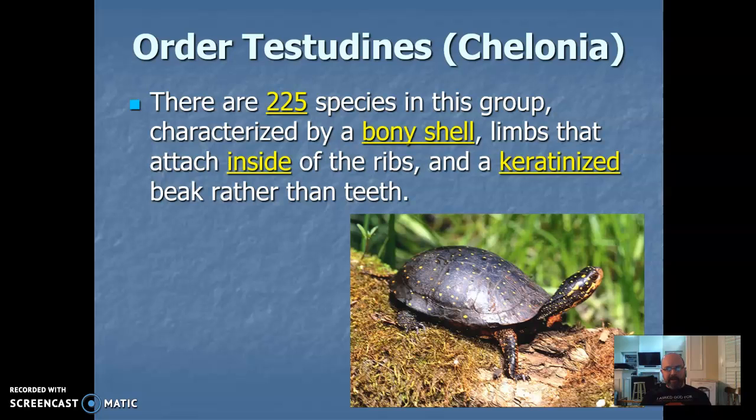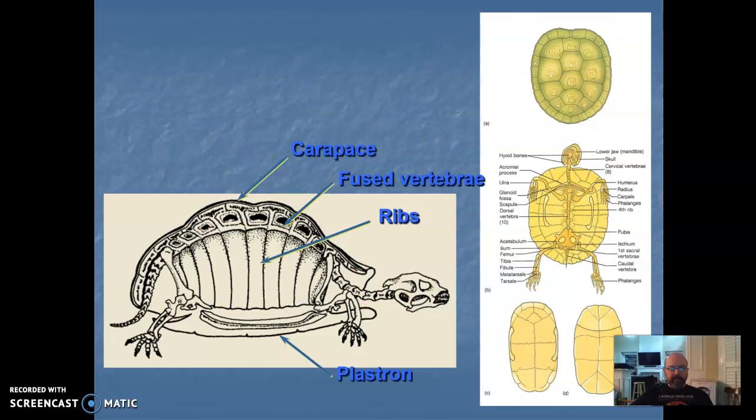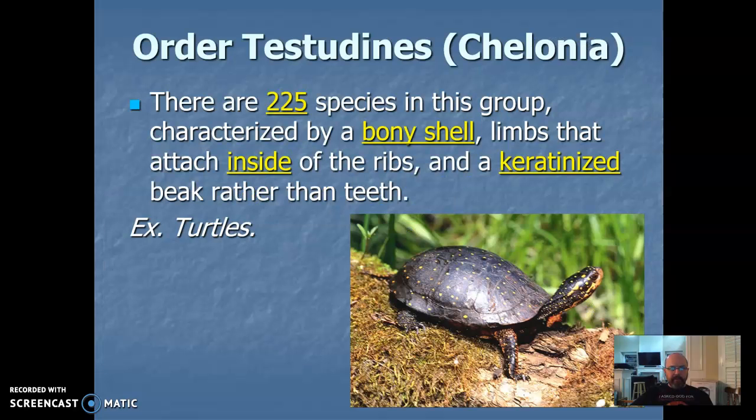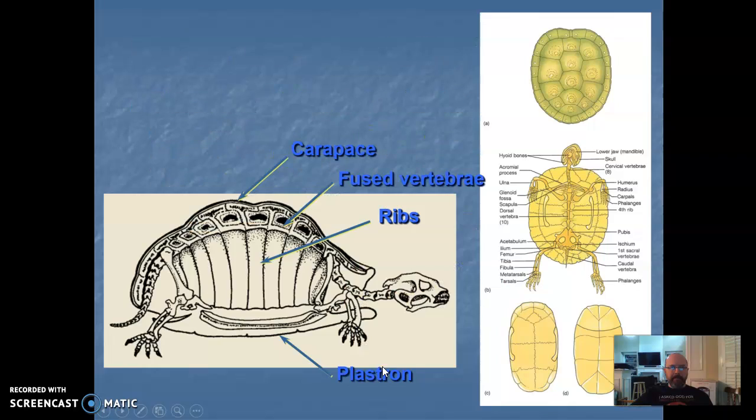So I mentioned that keratin was a protein often seen in this group, and it will show up again in some of the later vertebrates as well. Turtles are the primary example of this group. Again, note the shell is on the outside of where the limbs attach. That's fairly unique for this group.